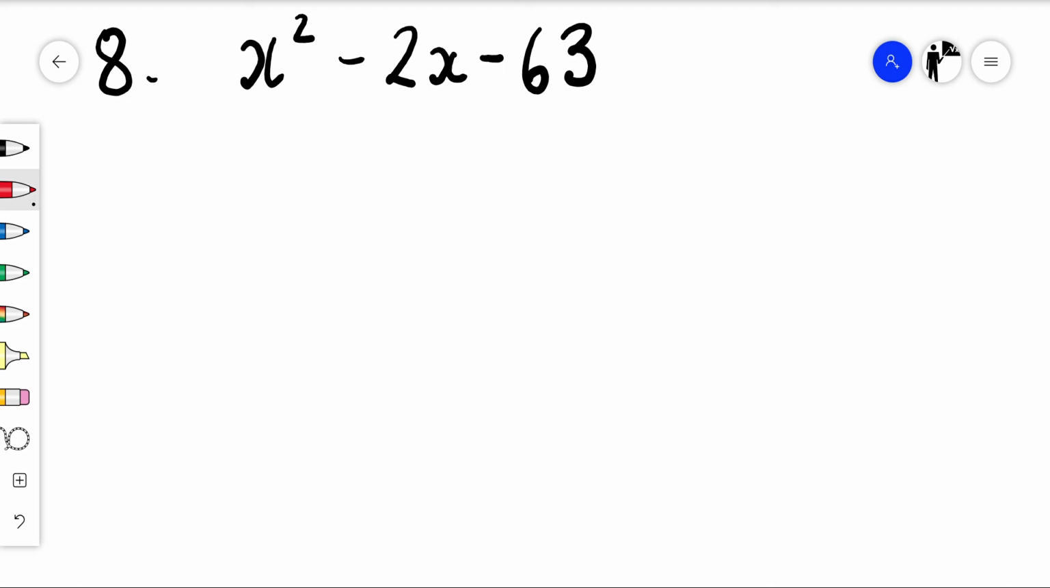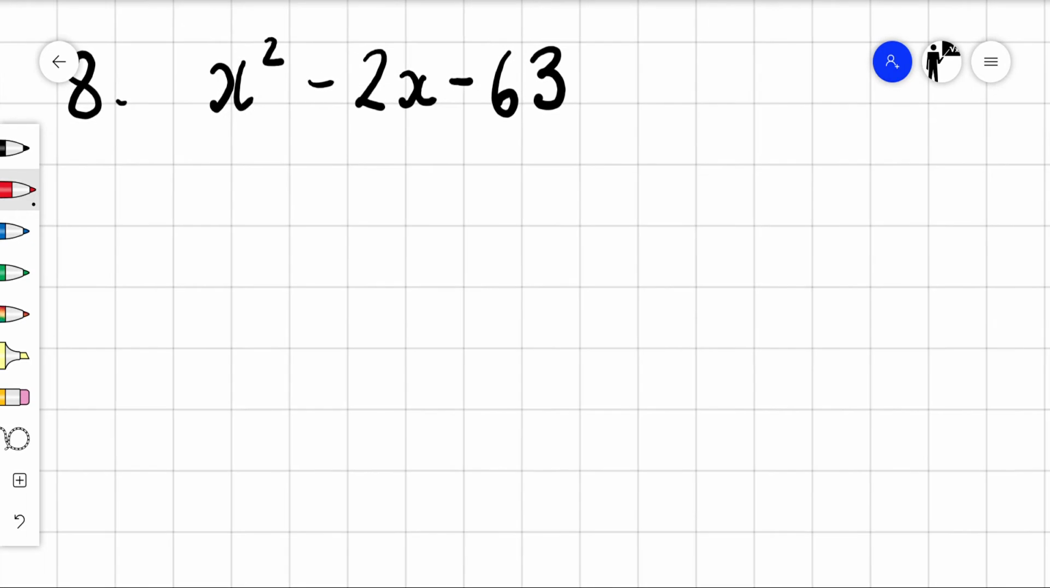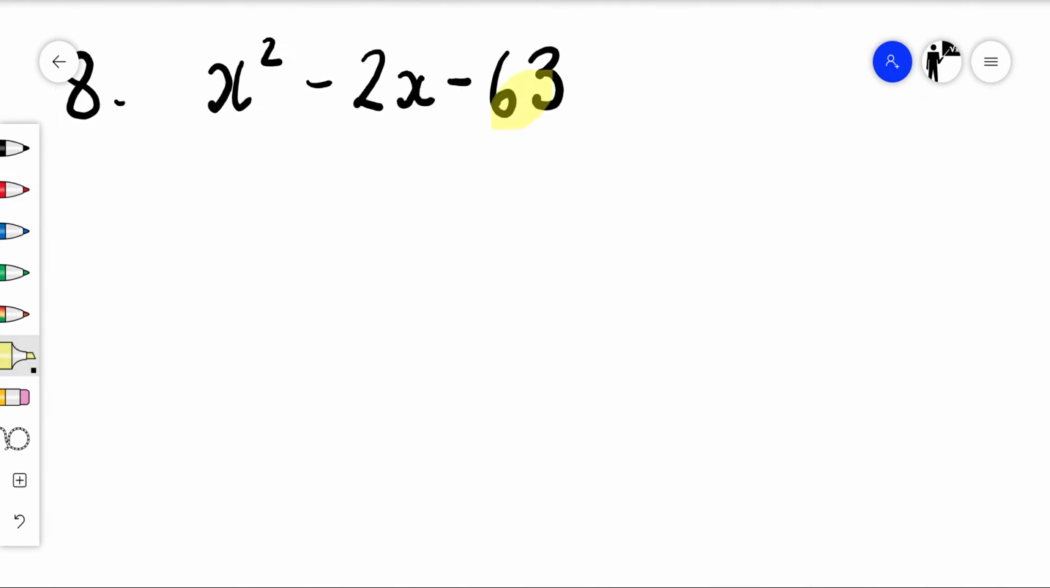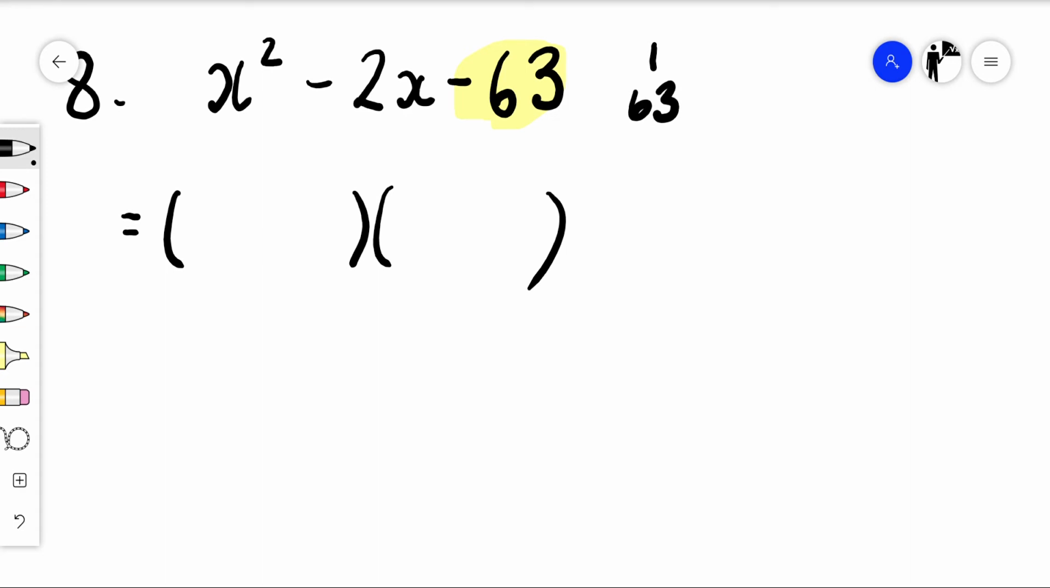Okay, this is example 8 of factorising trinomials. You'll notice here that the last term is negative. That means that both signs will be different inside the bracket. Okay, we need to write down factor pairs of 63: 1 and 63, 3 and 21, and 7 and 9.